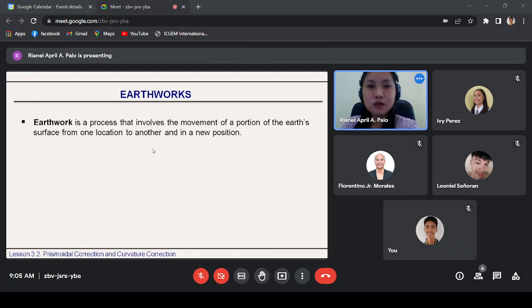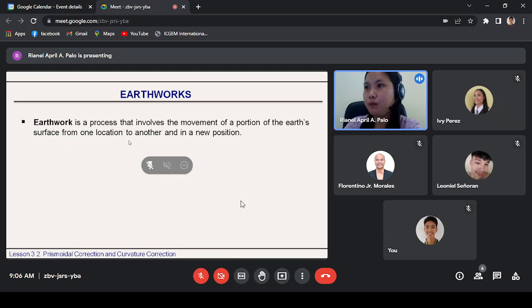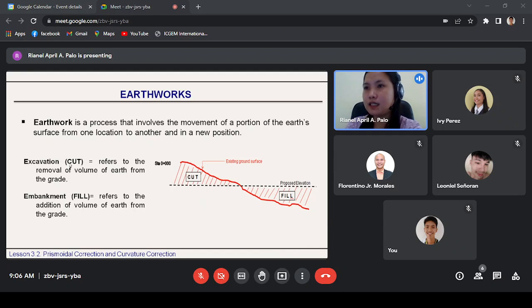earthworks. A short recap from the previous discussion: earthwork is a process na ato-move ang atong mga sand or the soil and form rocks or a portion of the Earth's surface from one location to another location. So, we reconfigure ang topography nato depending sa atong design or sa atong layout. So, earthwork activities include excavation or embankment, or the cut and fill.